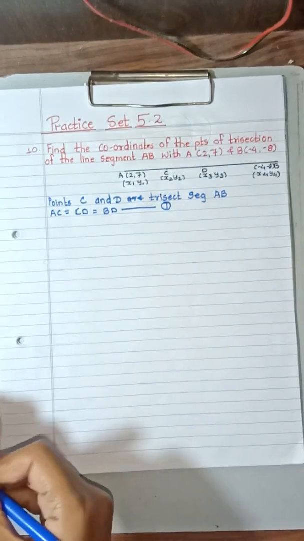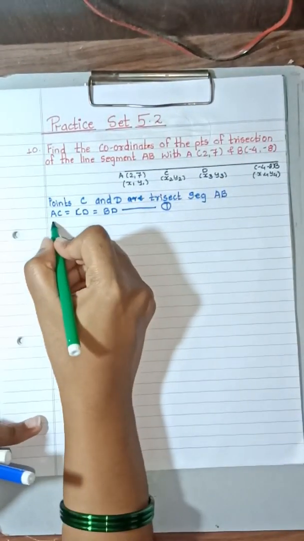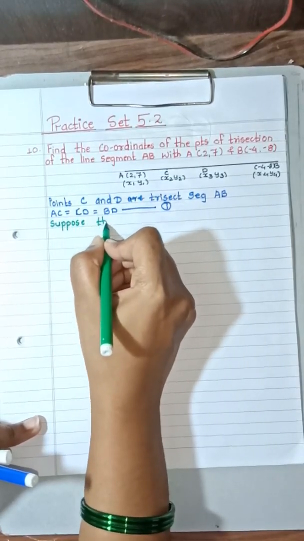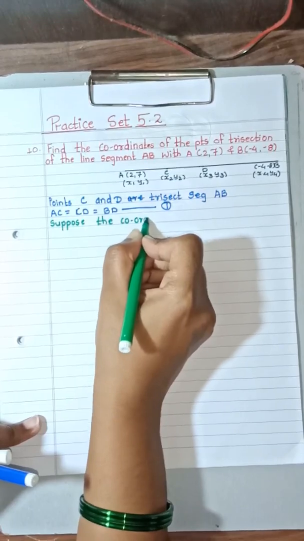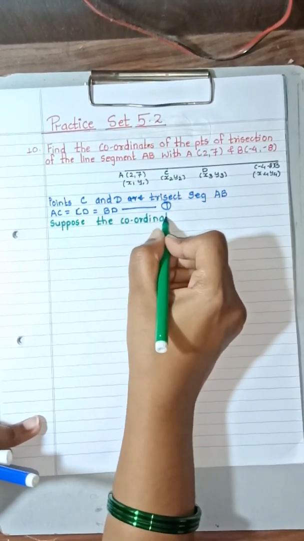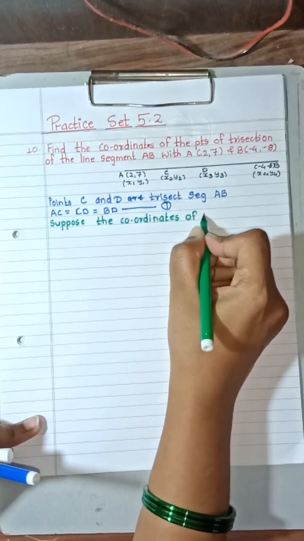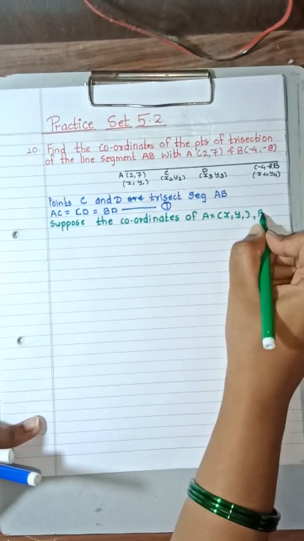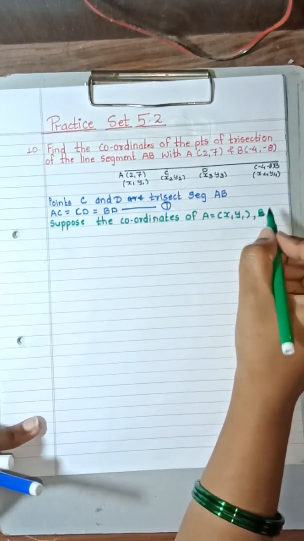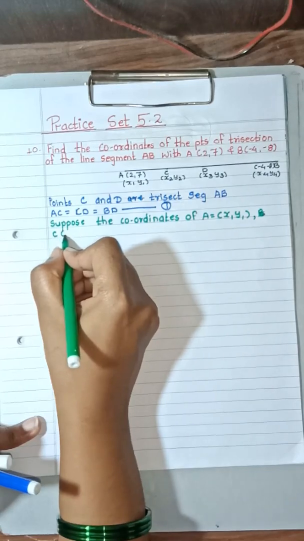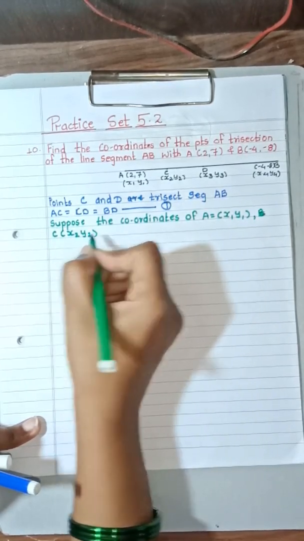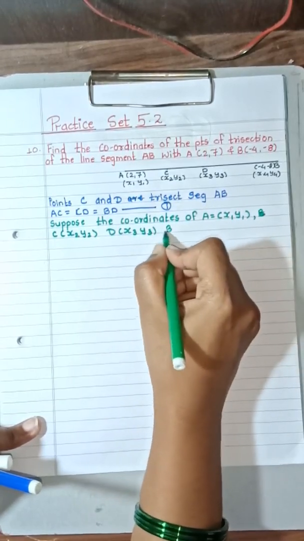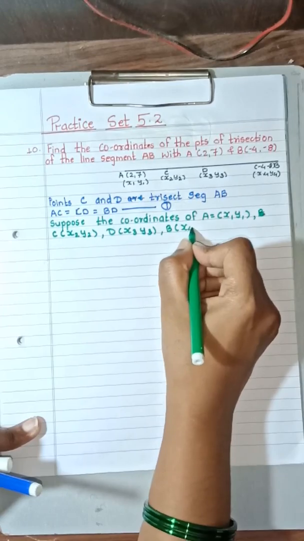Now we'll suppose the coordinates of A is equal to x1 y1, C as x2 y2, D as x3 y3 and B as x4 y4. First we'll go in the sequence.